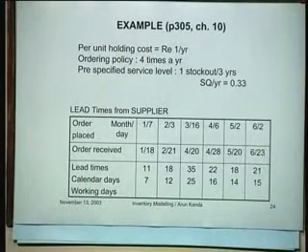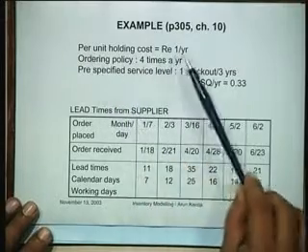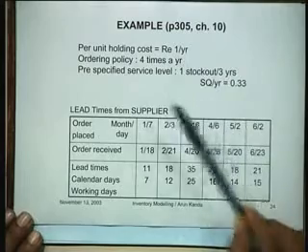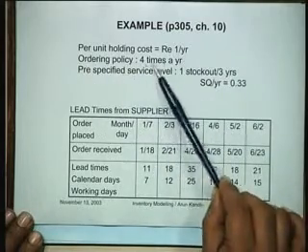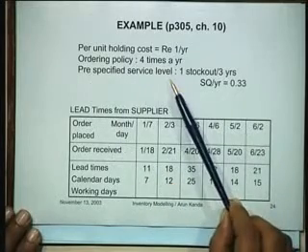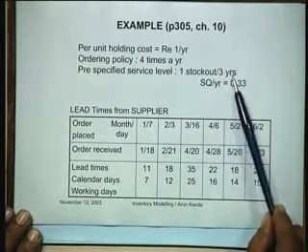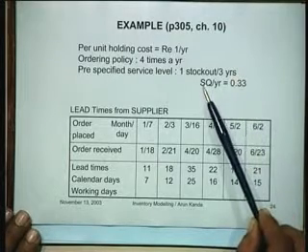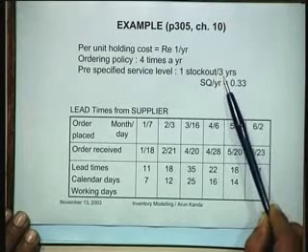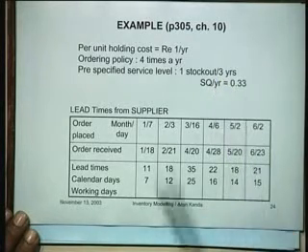Let's take an example. Let's say that the per unit holding cost is 1 rupee per year. So it's a small item which requires 1 rupee per year to hold. The ordering policy is that you order it 4 times a year, not more than that. And the pre-specified service level is 1 stock out per 3 years. So the number of stock outs per year will be 0.33, right? 1 by 3. That's what we are trying to talk about, this stock out coefficient per year.